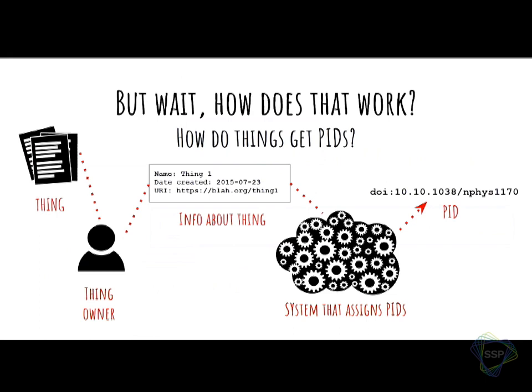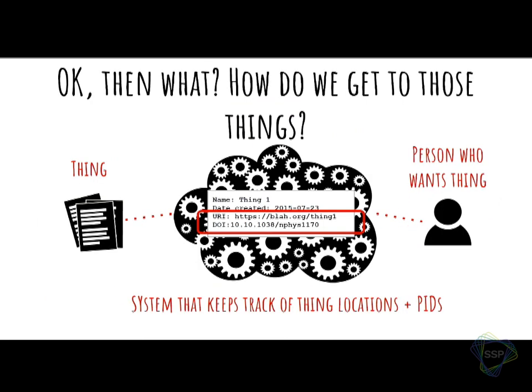But how does that work? So we have a thing, like an article, that has an owner or someone who's responsible for it. They send a little bit of information about that thing and where it's located into a system that generates persistent identifiers, and out pops the persistent identifier. When we want to get back to that thing, we can type in the persistent identifier. It goes back through the system that says, hey, I know where that thing is. Here you go.